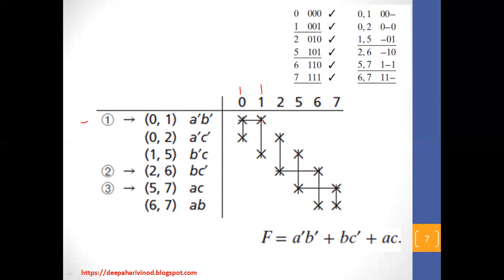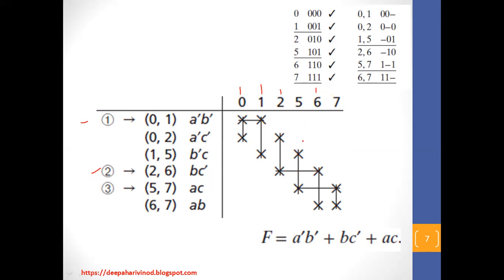Next I should cover 2, 5, 6, 7. So check which covers 2, 5, 6, 7. It covers 2, but it covers this again, which is not required because it is already covered in the first term. Next, 2 is covered by this one. If I choose this one, it covers 2 and 6, isn't it? So 2 and 6 are done.